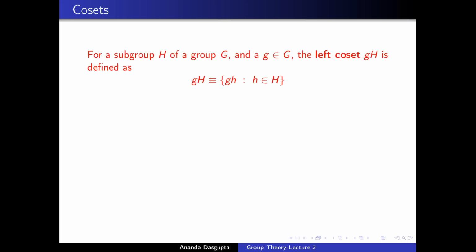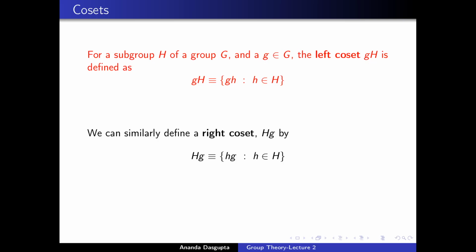So what exactly is a coset? For a subgroup capital H of a group capital G and any small g which is an element of capital G, the left coset gH is defined to be the set of all the elements g times h, where h belongs to capital H. What this means is you take every one of the elements of the subgroup capital H in turn and multiply them on the left by small g, and this collection of elements that you get is the left coset corresponding to the element small g.